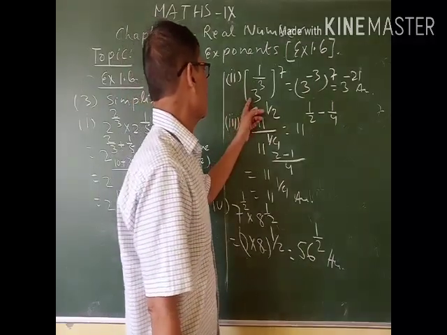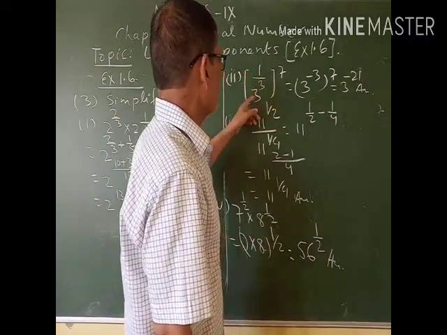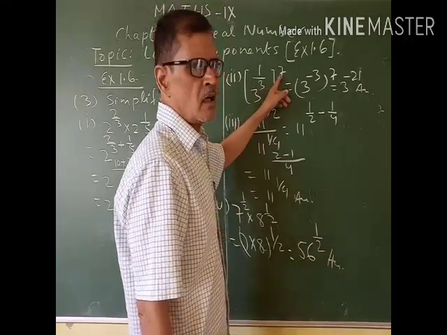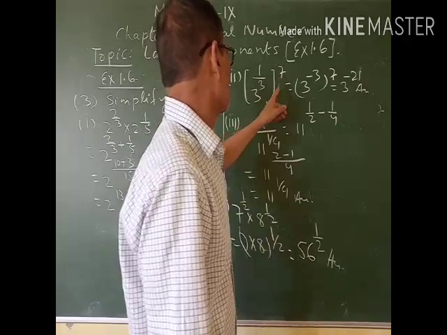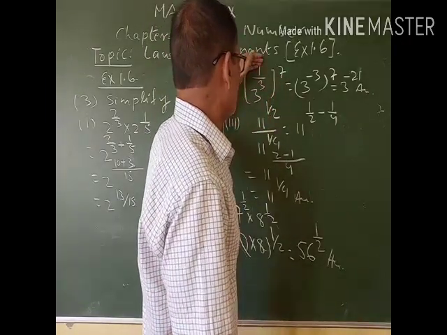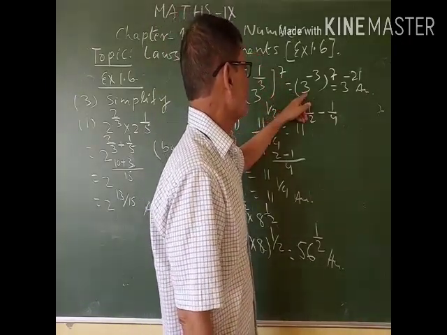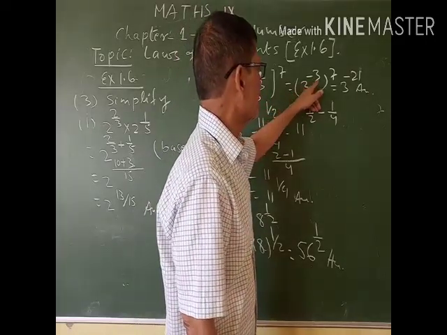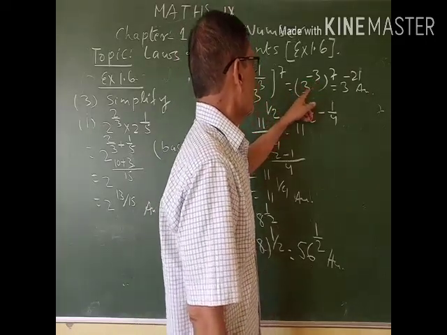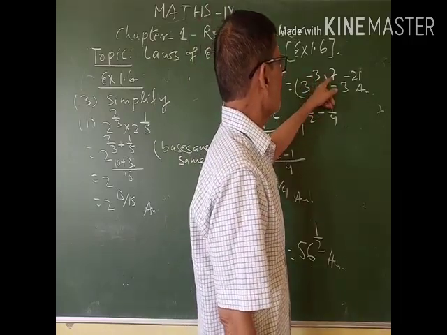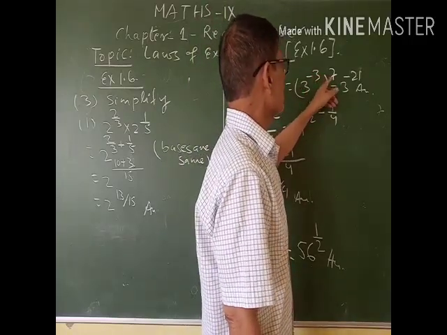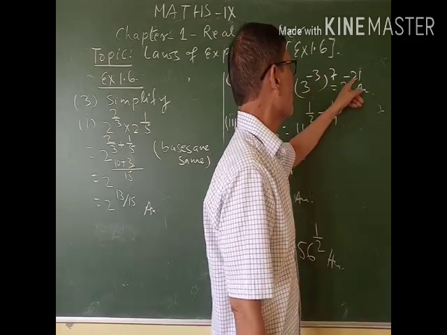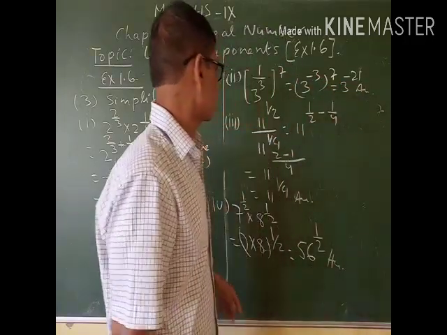Question number 4 is 1 by 3 to the power cube whole power 7. This can be brought up. Power, write its reciprocal, 3 to the power minus 3, and by multiplying these two it will give you 3 to the power minus 21.